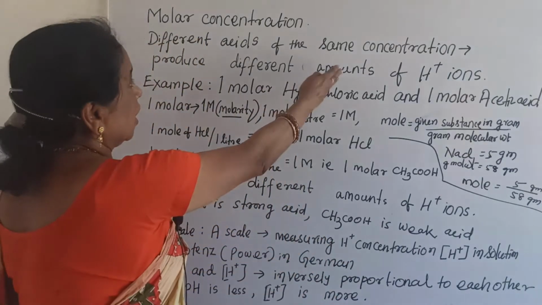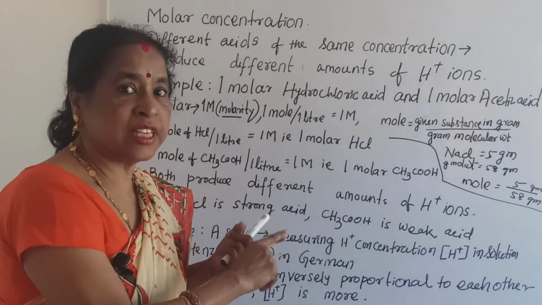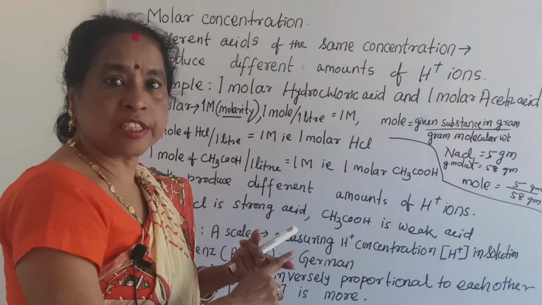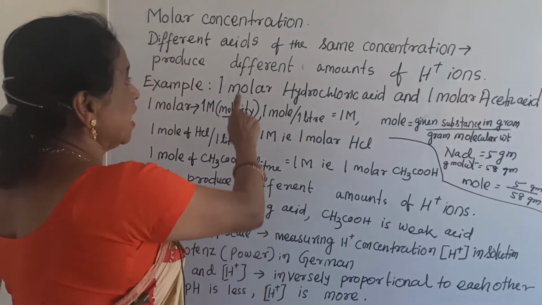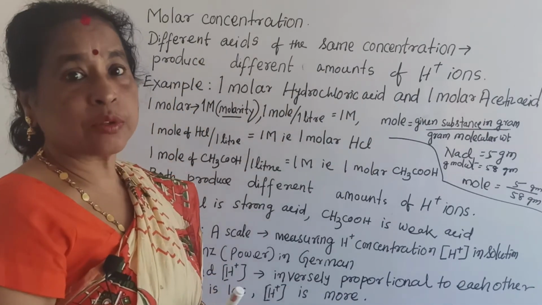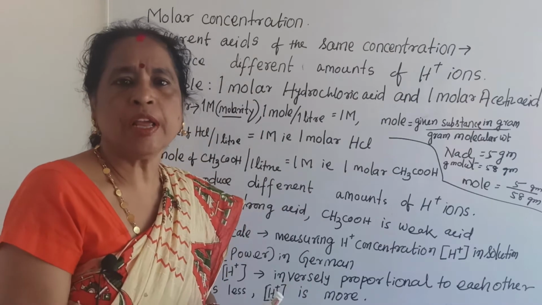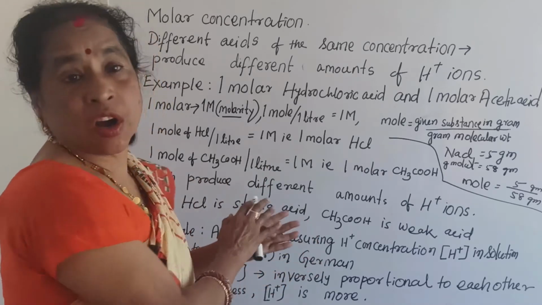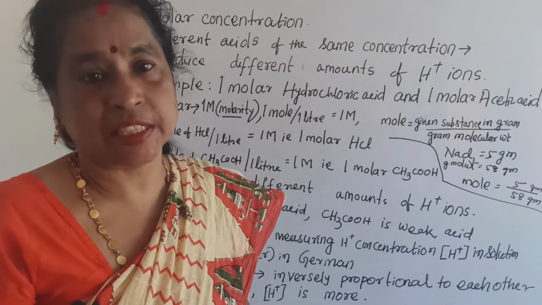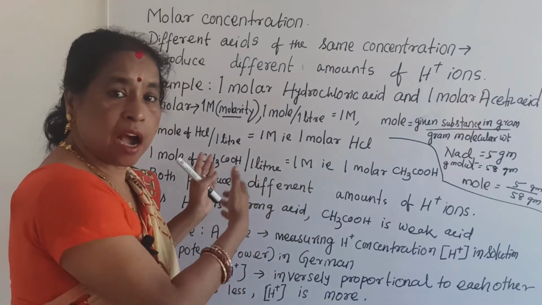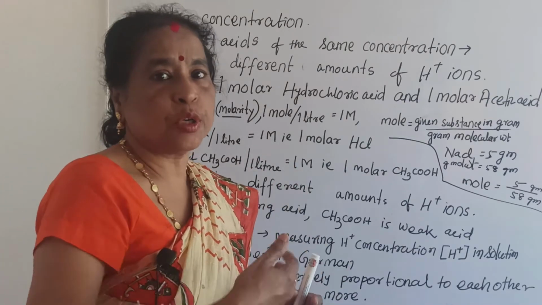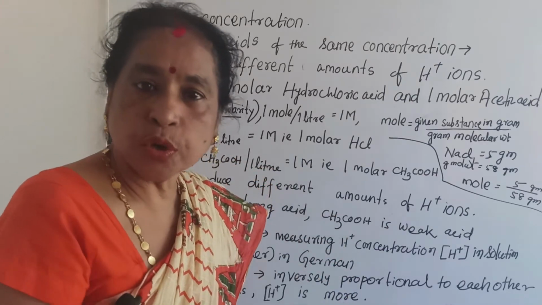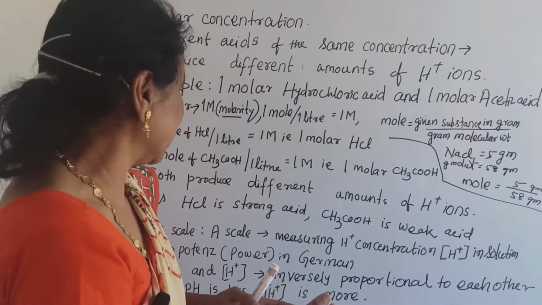So according to the meaning, different acids, hydrochloric acid and acetic acid, having the same concentration of 1 molar, give different amounts of hydrogen ions. It is possible because one is a strong acid and the other one is a weak acid. So which one is the strong acid? Hydrochloric acid is the strong acid, so it produces more H plus ions, whereas acetic acid is a weak acid, so it produces fewer hydrogen ions in solution.